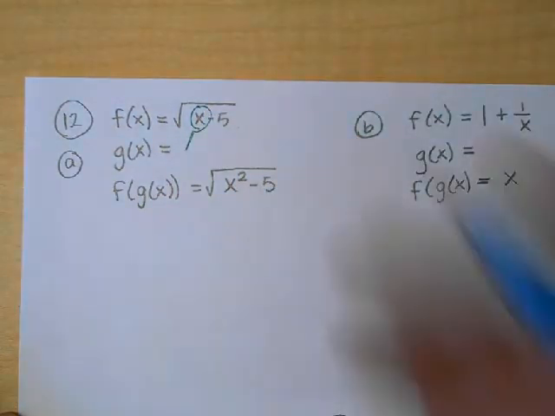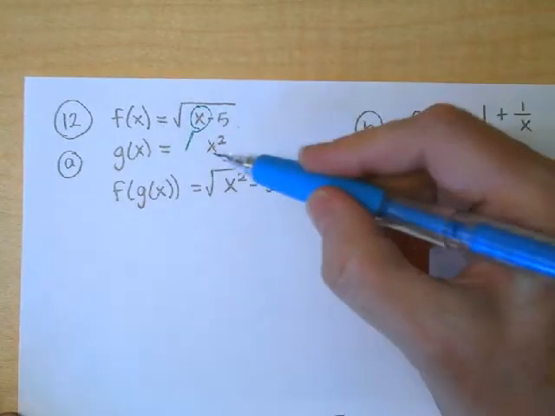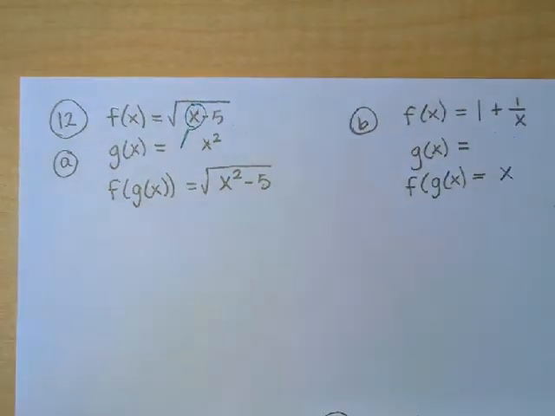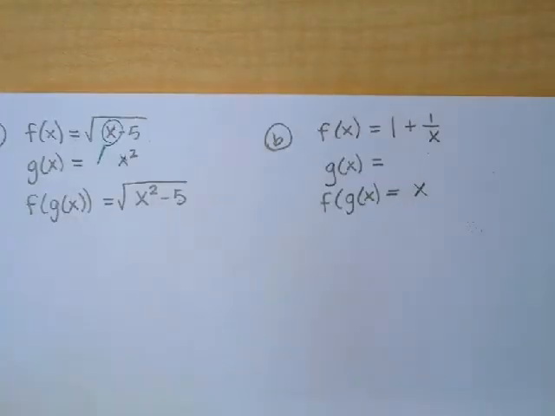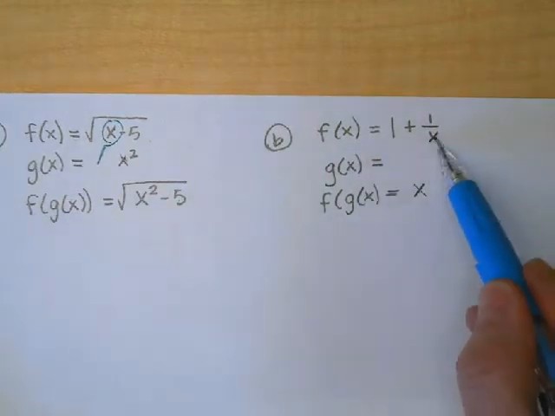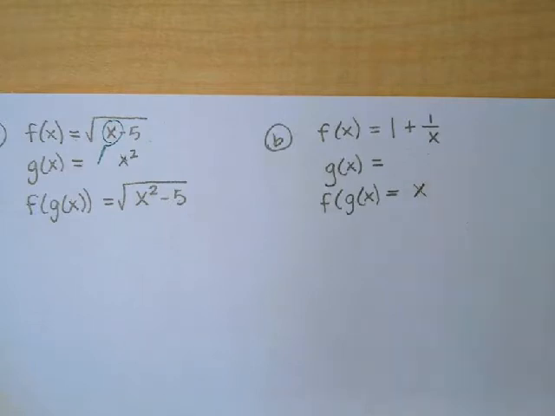Well, hopefully this one you can just kind of see it has to be x squared, because if I plugged x squared in for x, bam, that's what I'm going to get out. Okay, this one was a little bit more complicated. I know that I have to plug g of x in for x, and what's going to come out is x. So I'm just going to do that.